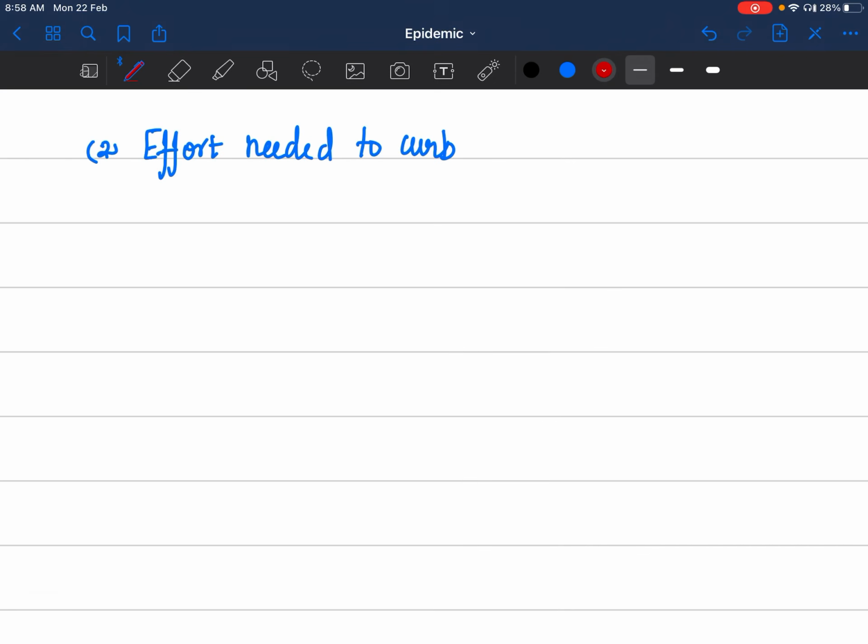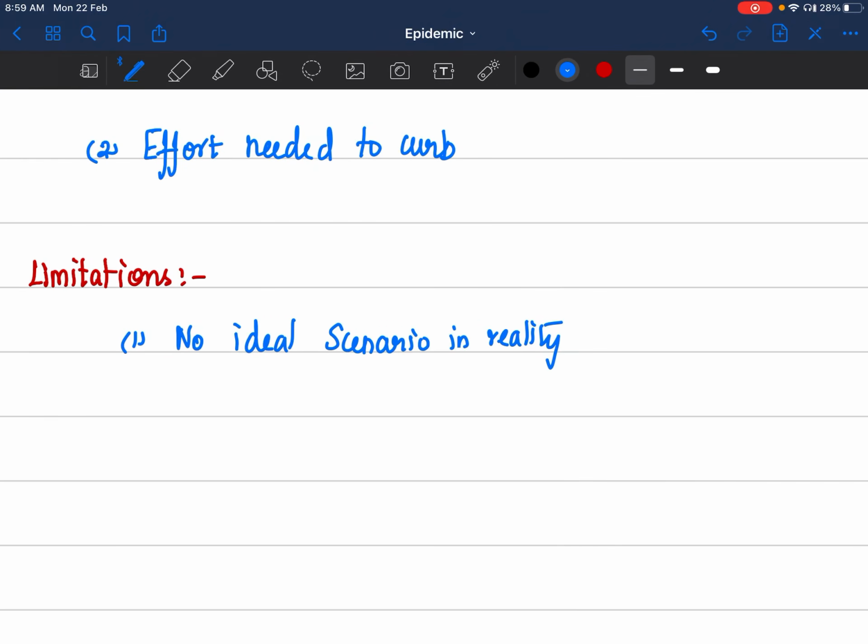But there are certain limitations. It's not as straightforward as we are studying in theory. So in practice, first of all, you do not have an idealized scenario, right? In an ideal scenario, everybody is susceptible, so the calculation is easy, but there is no ideal scenario in reality, correct? Then you need to know all three factors. You need to know the transmissibility, you need to know the contact rate, you need to know the infectious period in order to calculate the R-naught.